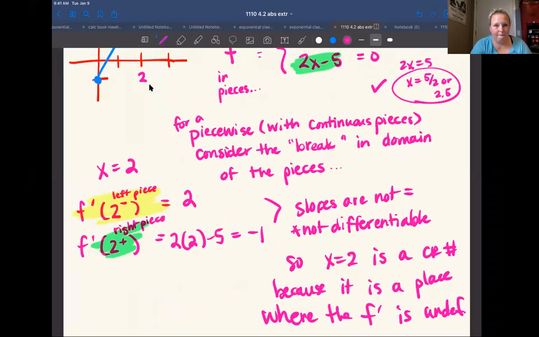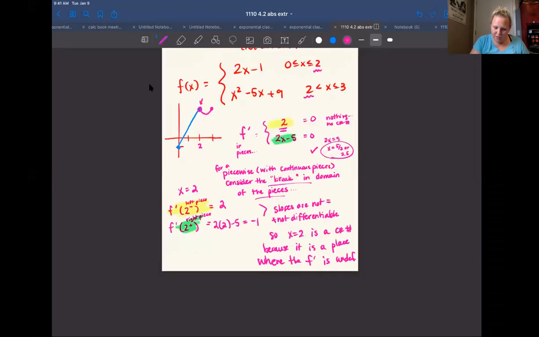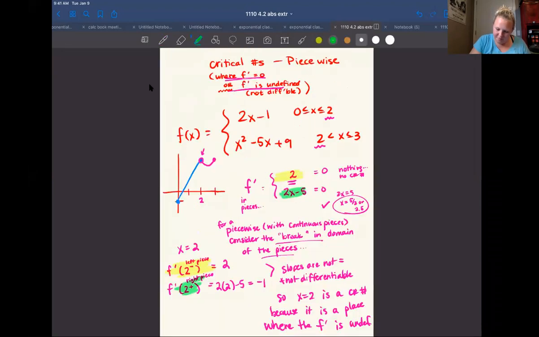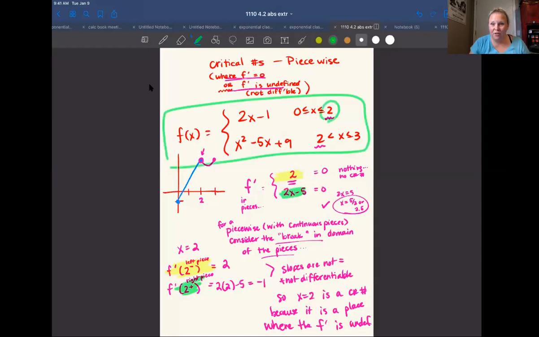I was wondering if there was a specific reason you chose 2 to check to see if it was undefined. Yes, in the original piecewise function, 2 is where it's split. 2 is where the pieces split. Okay, yeah. Thank you.